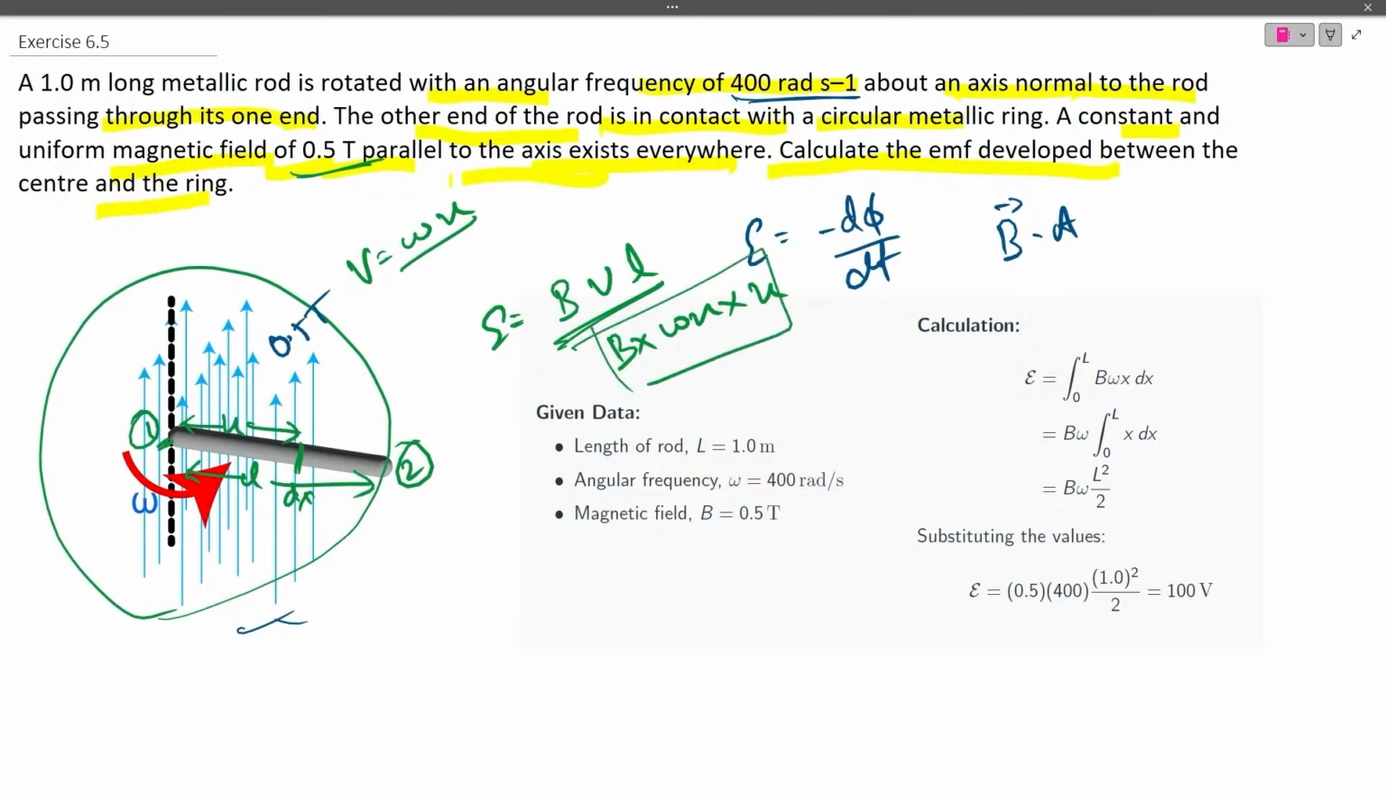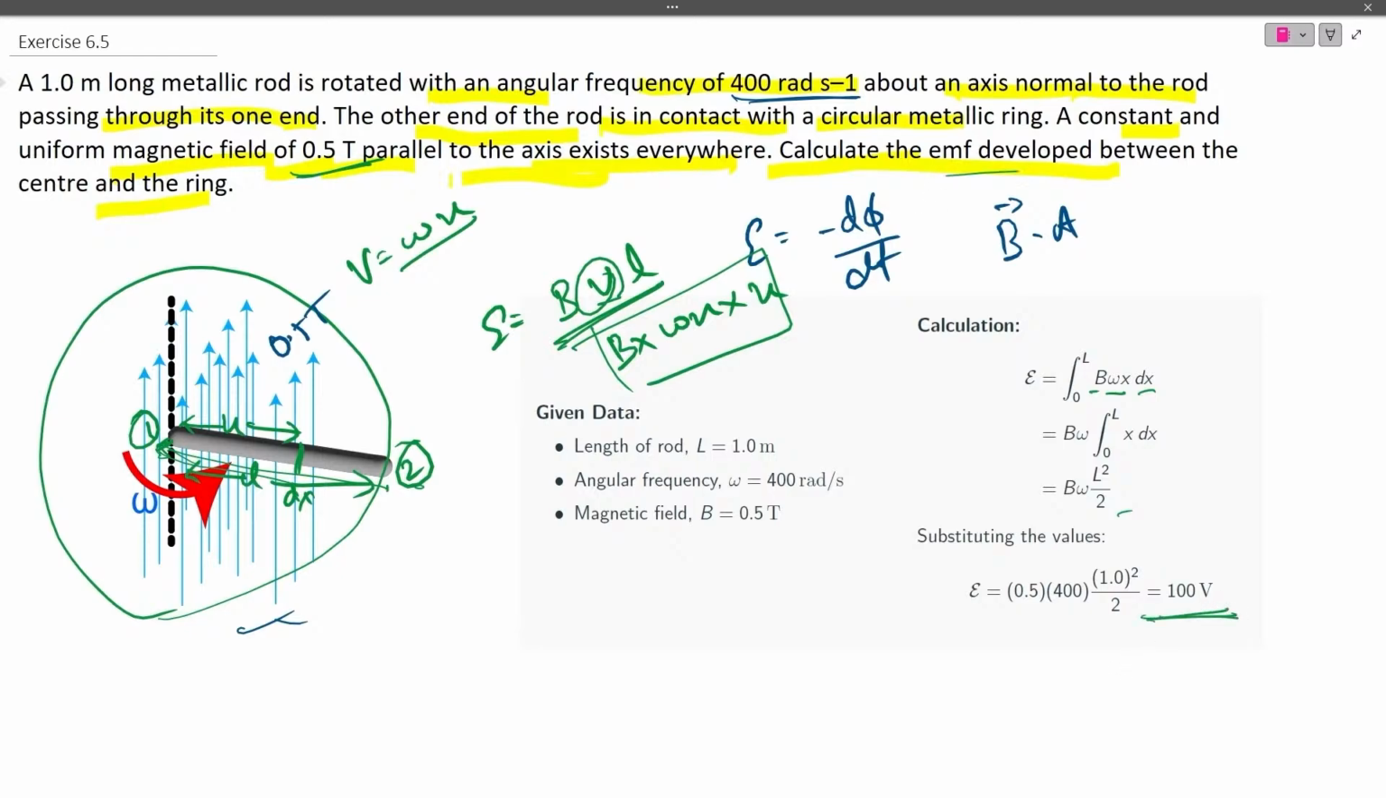Now we will have to integrate this expression from 0 to L for the entire length of the rod. So the total EMF would be equal to the integration of B omega x dx from 0 to L, where B is the magnetic field, omega x is the V part of this formula, and dx is the length of the small section of the rod. After this integration, we will find that EMF equals B omega L square by 2. And after substituting the values, we will get the value of 100 volts.